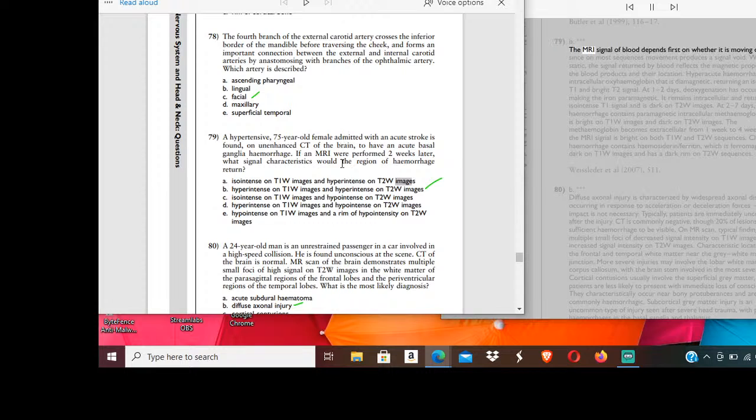79. B. The MRI signal of blood depends first on whether it is moving or static, since on most sequences movement produces a signal void. When it is static, the signal returned by blood reflects the magnetic properties of the blood products and their location. Hyperacute hemorrhage is intracellular oxyhemoglobin that is diamagnetic, returning an isointense T1 and bright T2 signal.